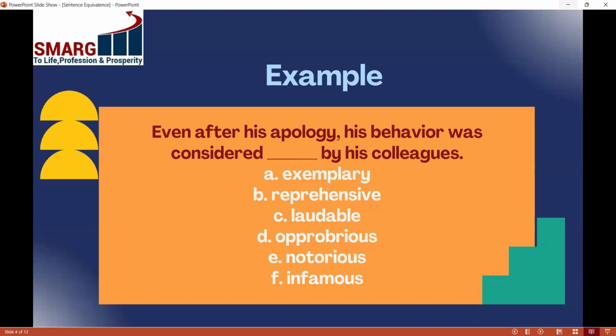Can you spot the words? Reprehensible and opprobrious. I learned that word from last session. Yeah, from the last session. But that is very different. Okay, right now we are not exactly talking about opprobrious. What are we talking about? What is opprobrious?